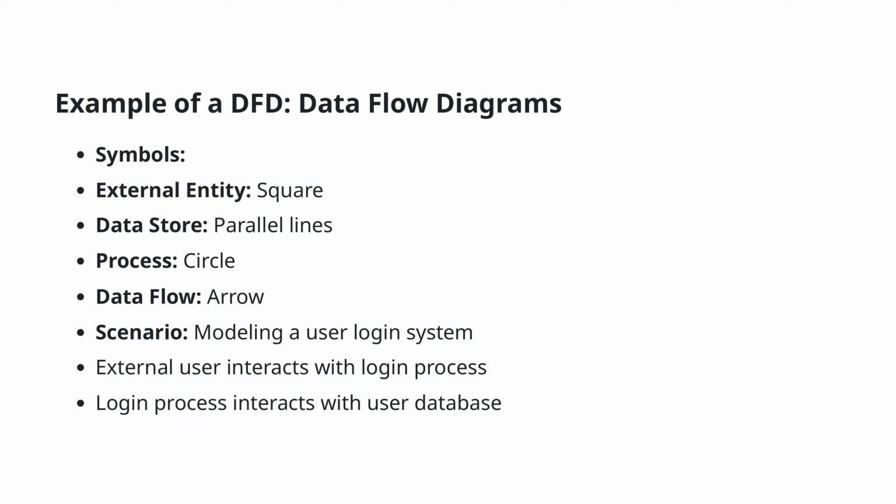This visual method of representation allows us to clearly understand how data moves within the system, who interacts with the data, and where the data is stored. By mapping out these interactions and data flows, we can more effectively analyze and improve the system's design and security.